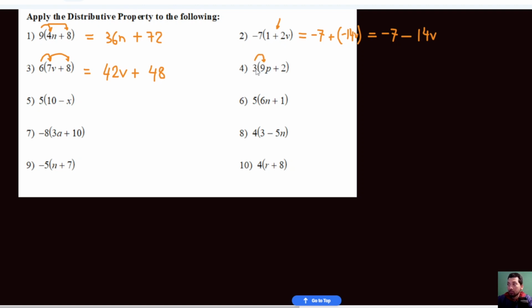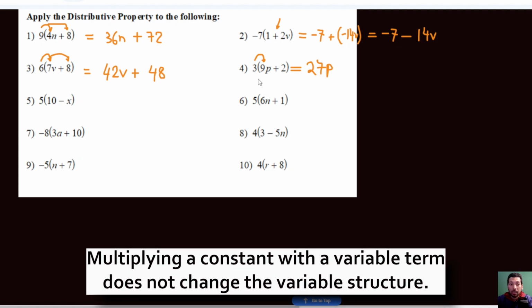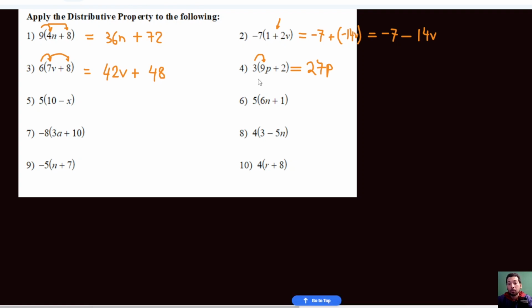So again, when you do the distributive property, 3 times 9p is 27p. You can see that we are just leaving the variable aside. We are not changing the structure of the variable. So the constants are just multiplied together without affecting the variable. And we'll see how the variables will be affected in the properties of exponents topic later on in the course. 3 times 2 is 6. So that is 27p plus 6.